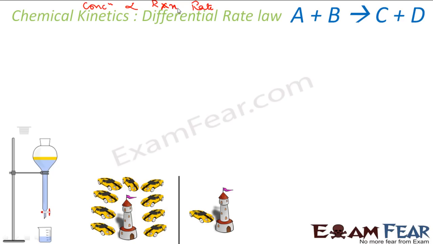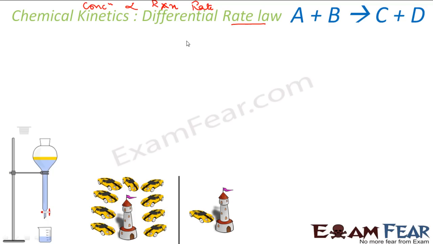Now these chemists found that the chemical reaction at a given temperature may depend on the concentration of one or more reactants. That means it may depend on the concentration of A or B or C or D. Correct. So the representation of the rate of reaction in terms of concentration of reactant is called rate law.